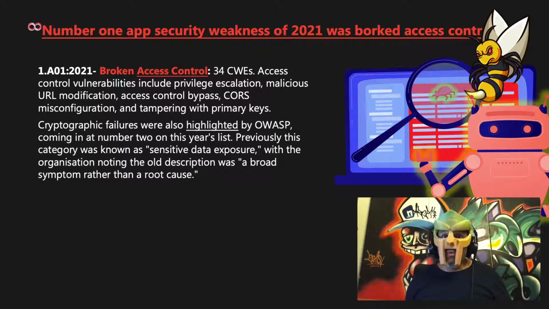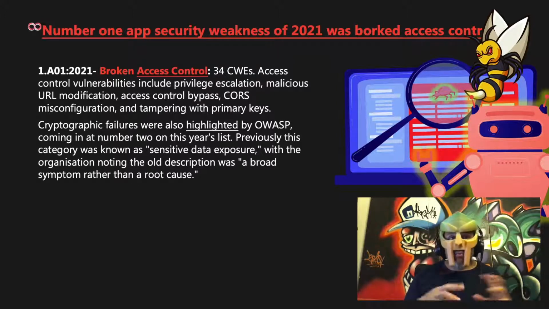Cryptographic failures were also highlighted by OWASP, coming in at number 2 on this year's list. Previously, this category was known as sensitive data exposure, with the organization noting the older description was a broad symptom rather than a root cause.